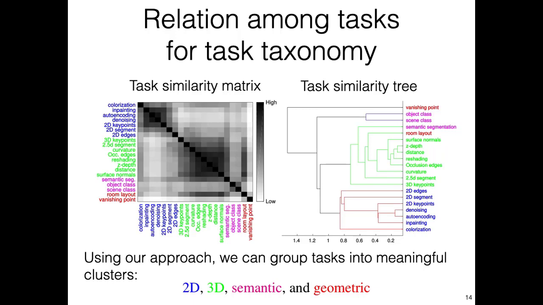And we have this task similarity matrix, in which we can see that if we do a hierarchical clustering, and we color 2D models in blue, 3D models in green, semantic models in magenta, and geometric models in red, we can see that with this method we really get the tasks grouped into these meaningful clusters of 2D, 3D, semantic, and geometric.